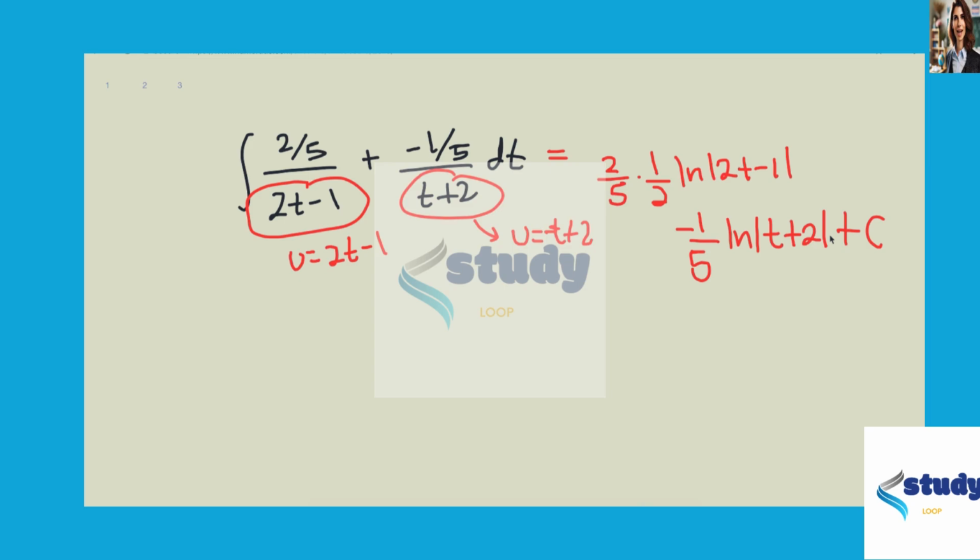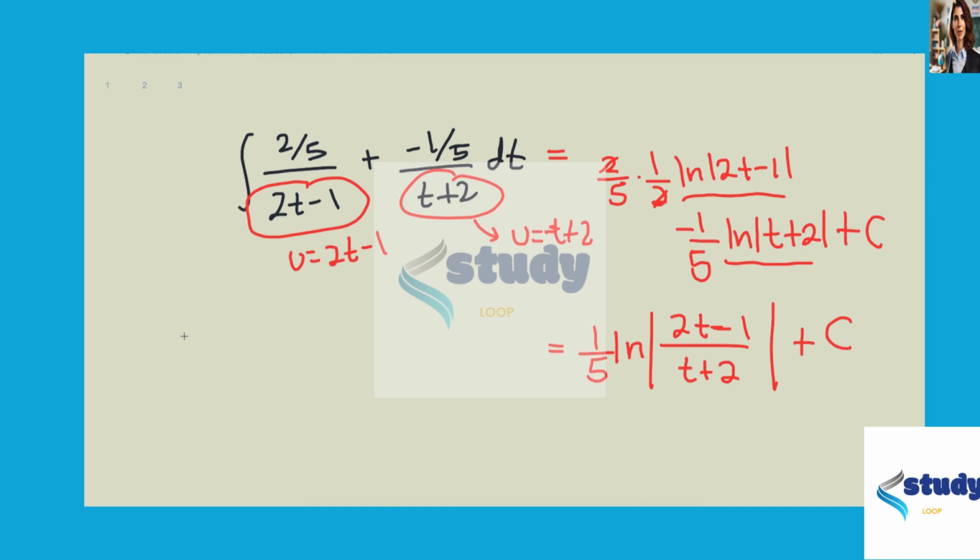So now we can maybe go ahead and clean this up a little bit. These 2's will cancel, so we could take out 1 over 5. Then here we have a log minus a log, so we can write this as a fraction. That's a minus, and then t plus 2, plus C. So here we're just using the fact that ln a minus ln b is ln of a over b.